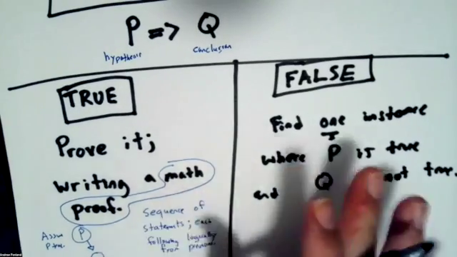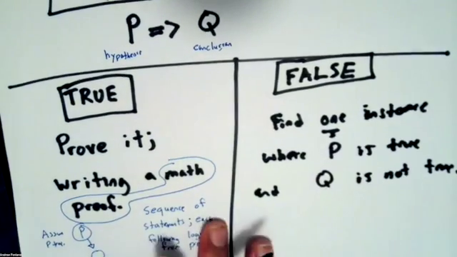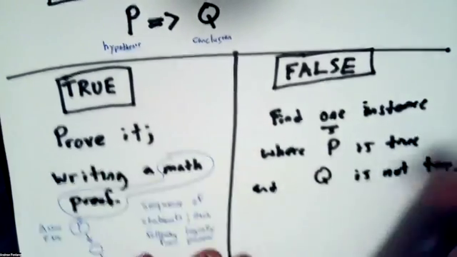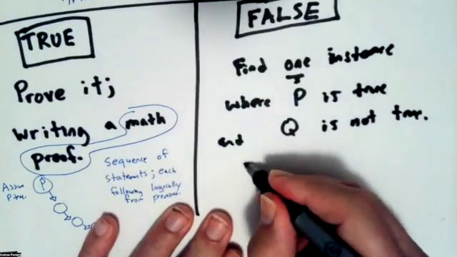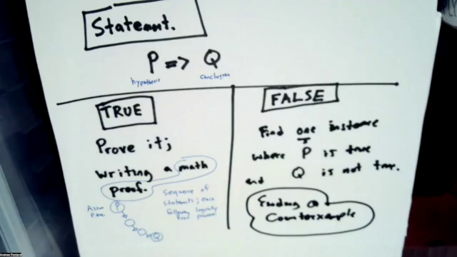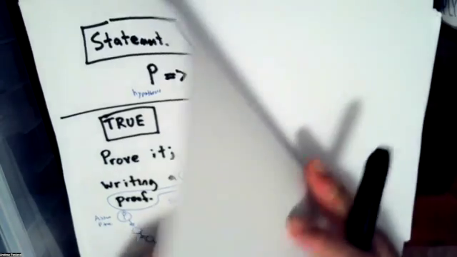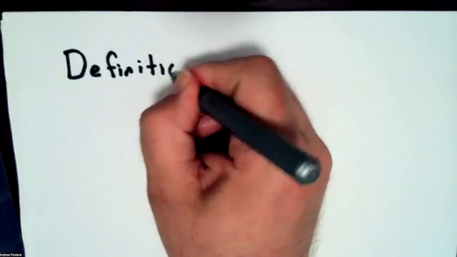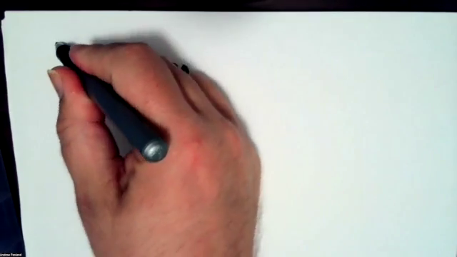So here are our two different strategies. If it's true, we want to prove it. If it's false, we usually can attack it by finding a counterexample. The key thing we want to emphasize right now is the importance of definition. So I'm going to begin with the most basic definition that we have in our toolkit. We're going to define what it means for an integer to be even.